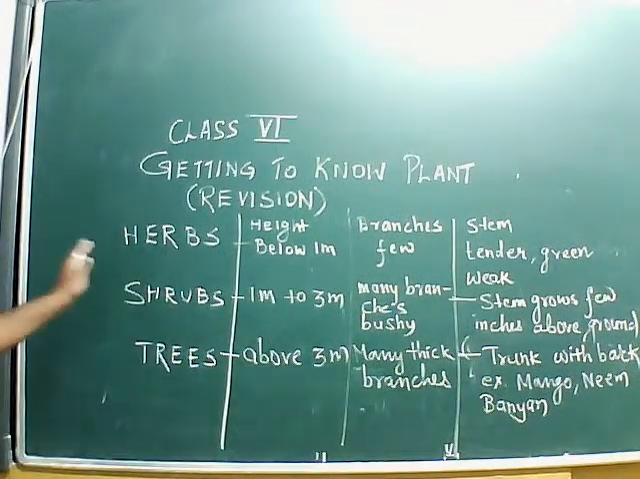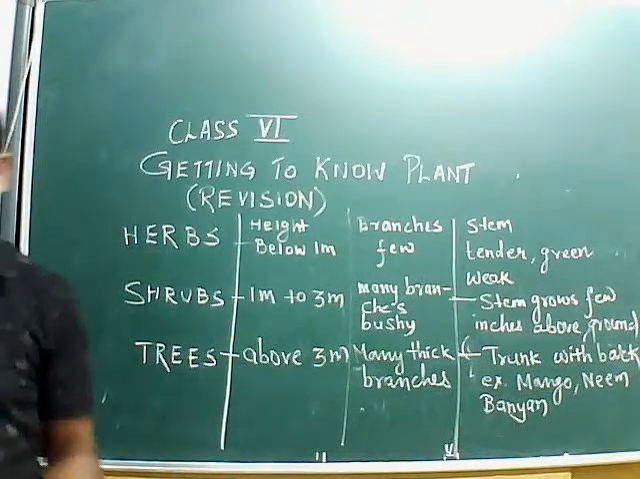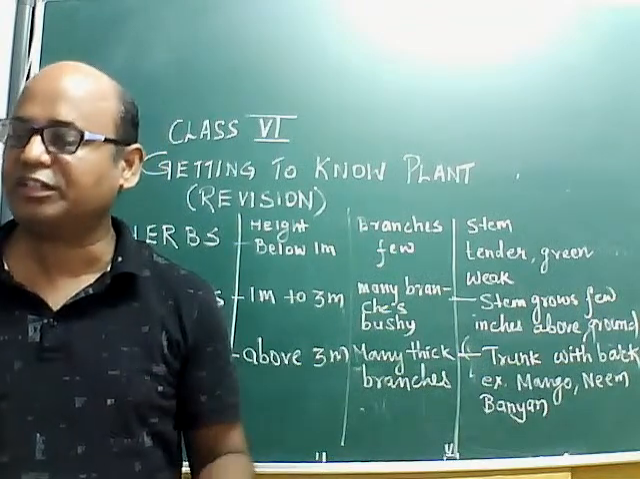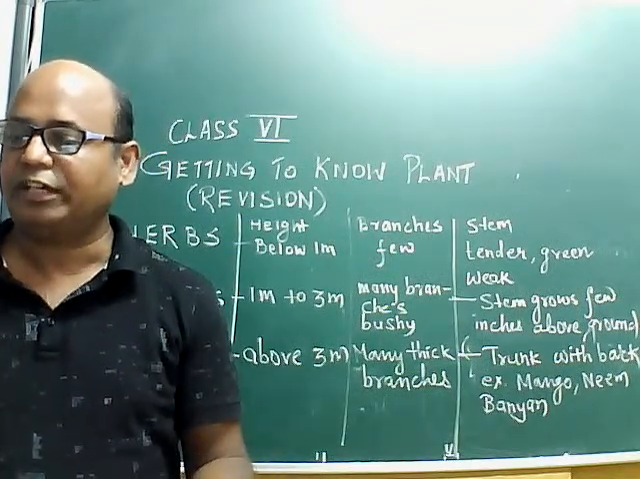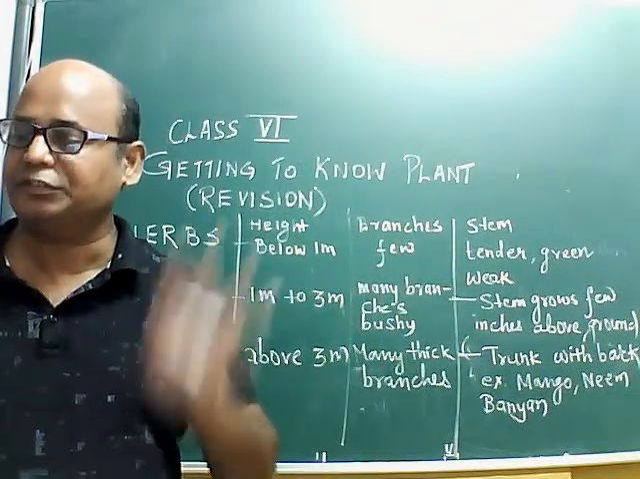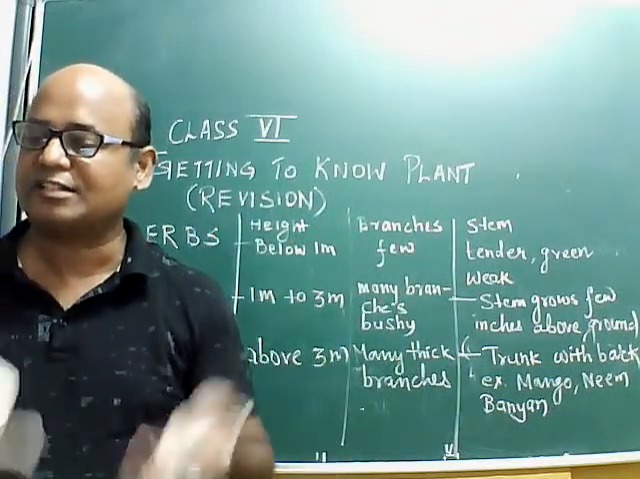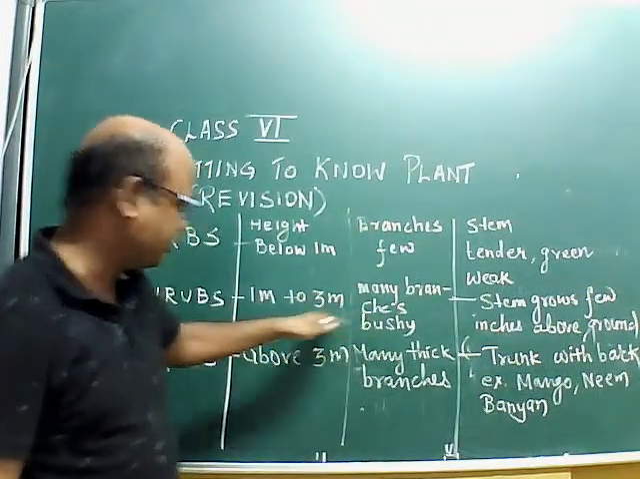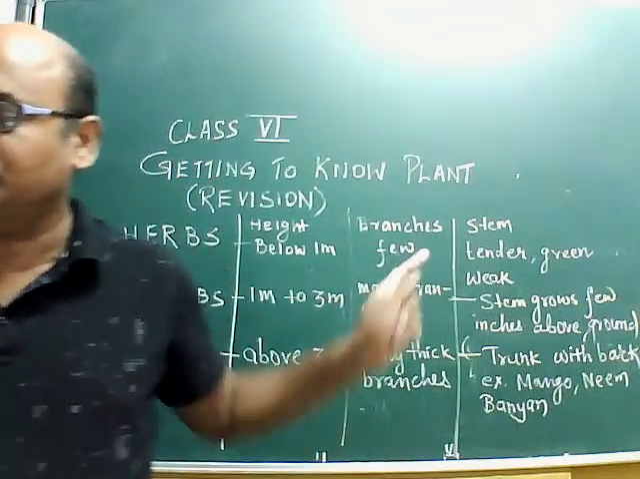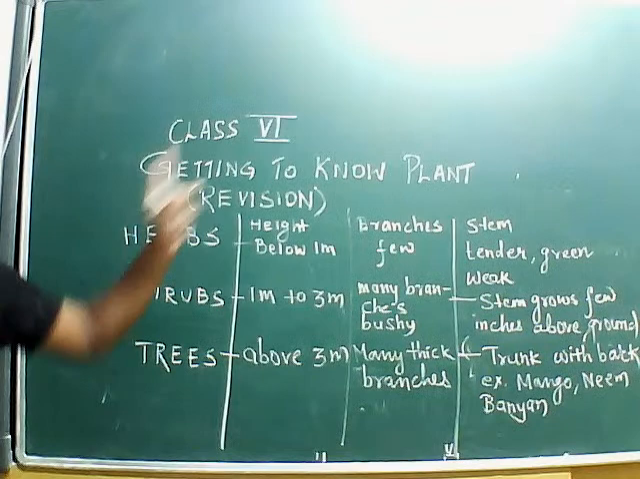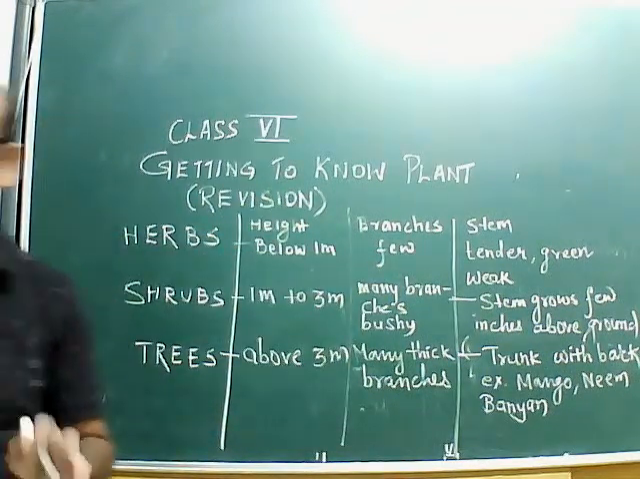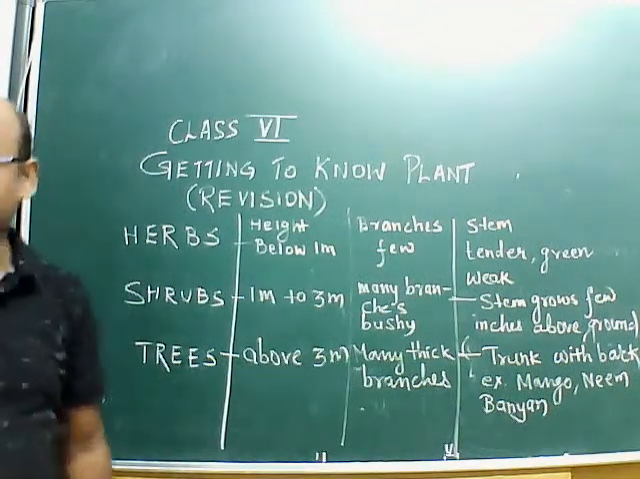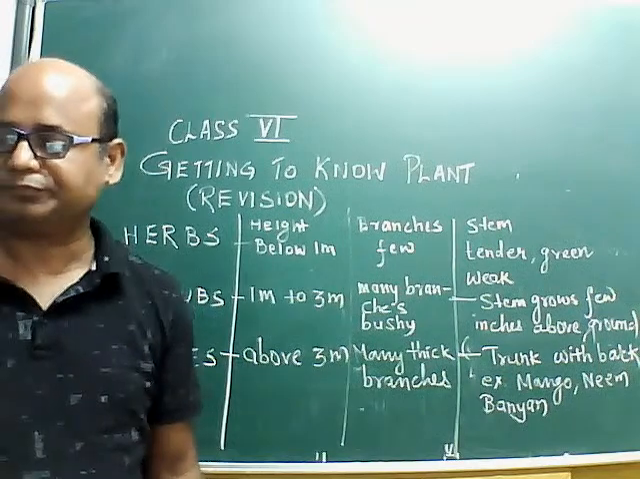Now you have to remember this chart and examples because questions may be asked: what is herb, what is shrub, what is tree. Then how the plants are categorized into 3 groups, or they may ask for different examples. They may ask the difference between the branches of shrubs and trees. So you have to remember the entire chart to answer the different questions which may come from herbs, shrubs, and trees.